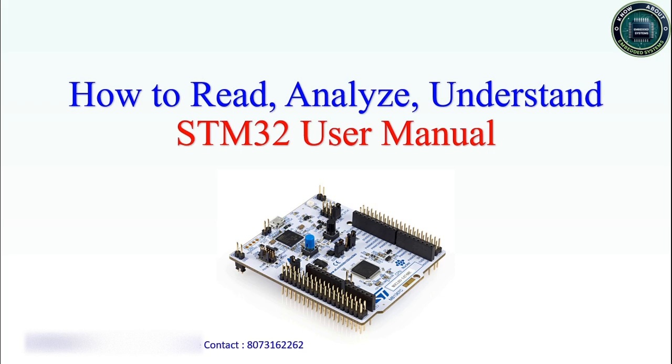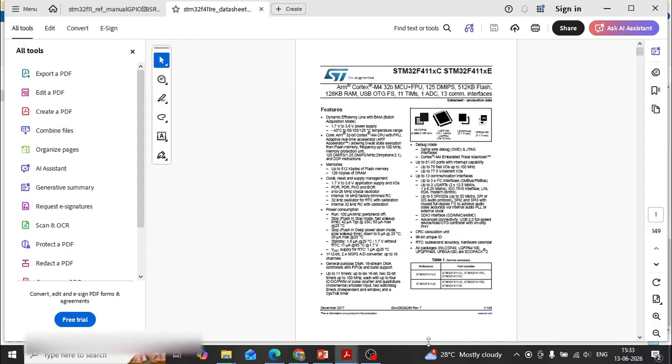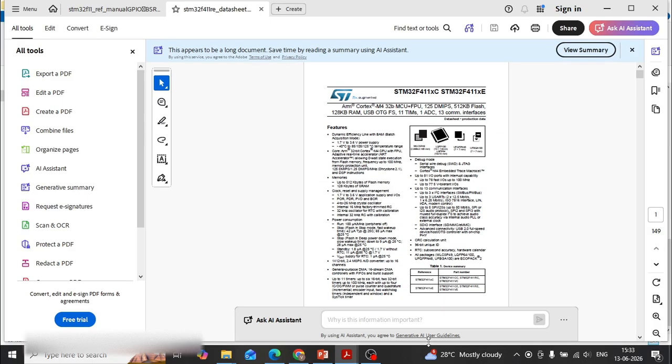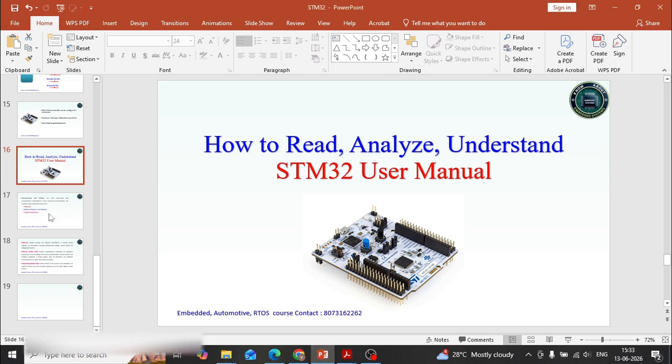So guys, the first important thing you should know is what this user manual is. When any silicon manufacturer develops a new microcontroller, they will release documents. They release different types of documents, and those documents are divided into different things. Let us discuss that part slightly.